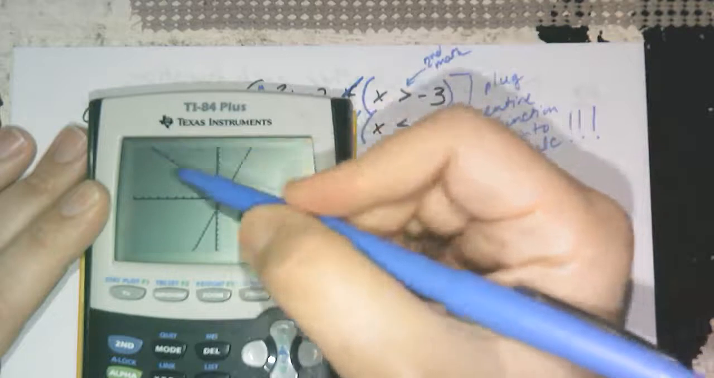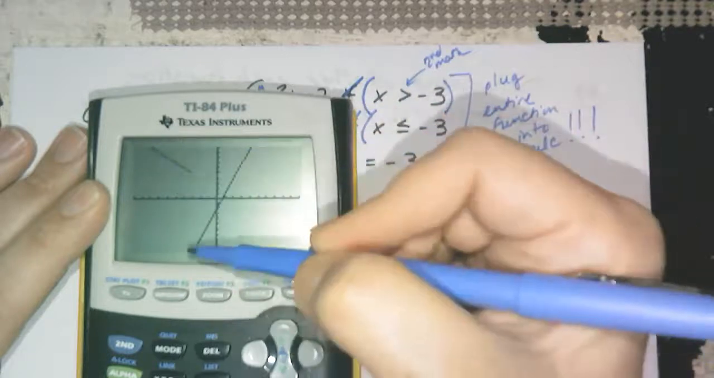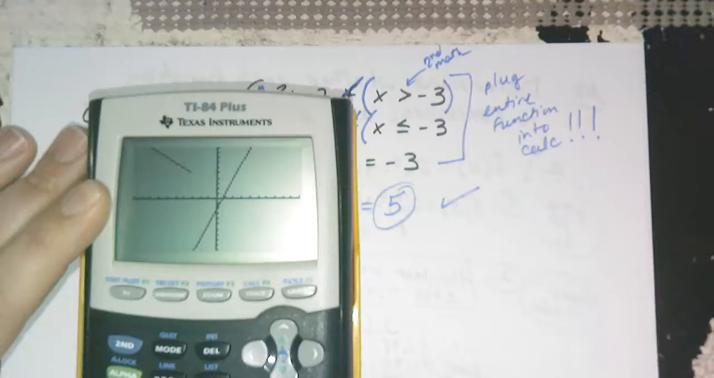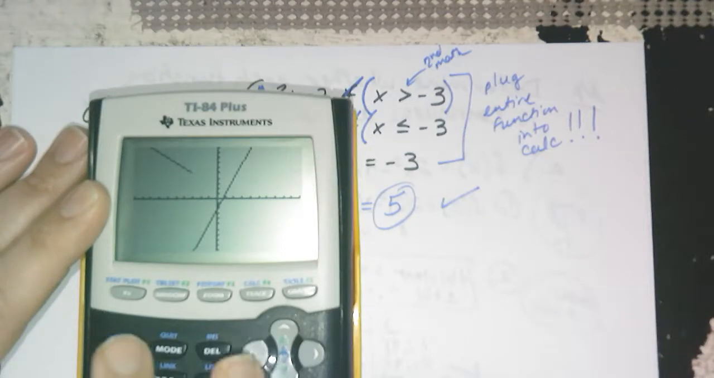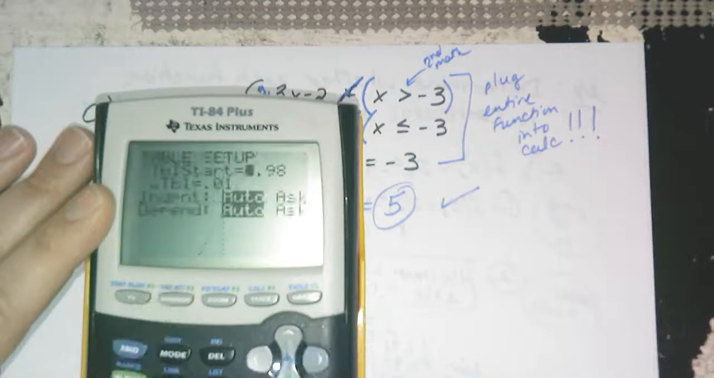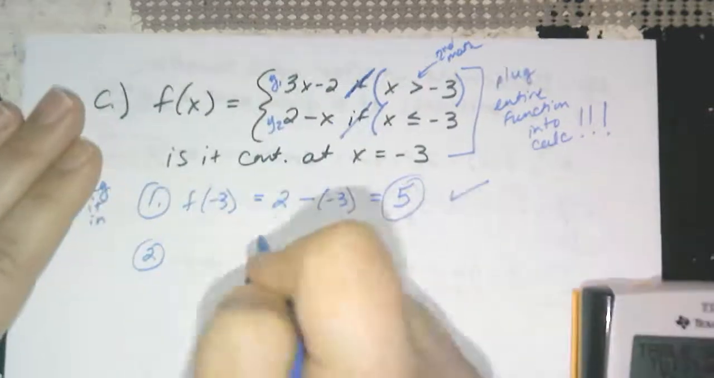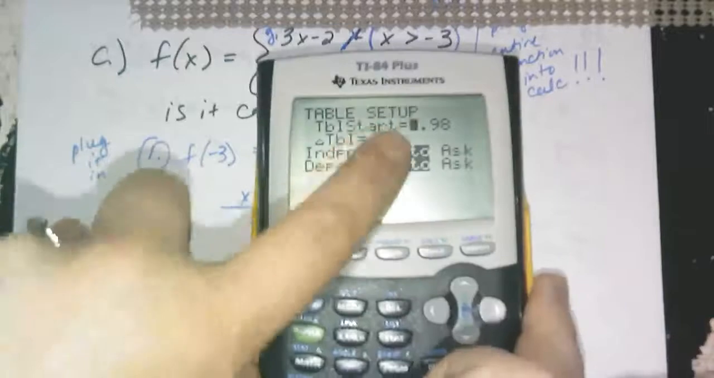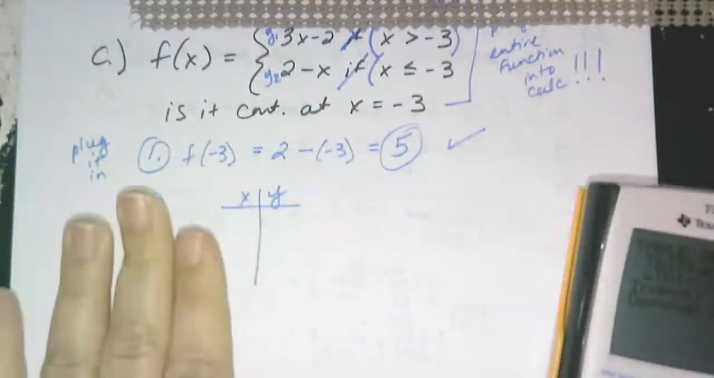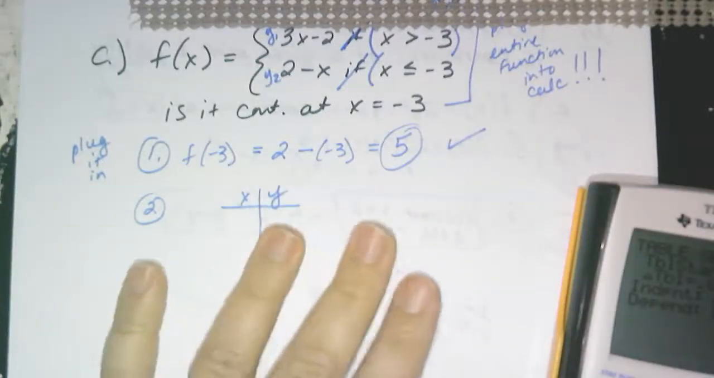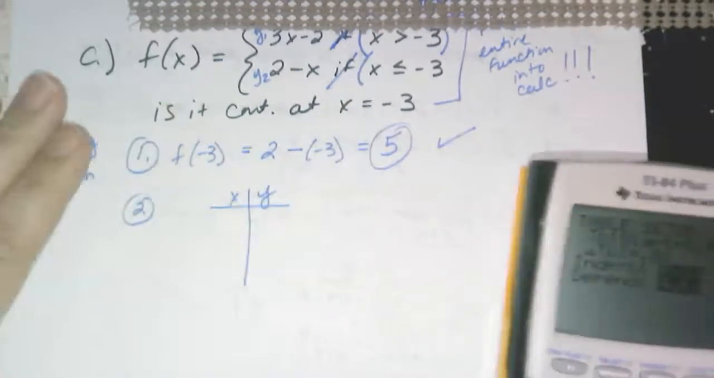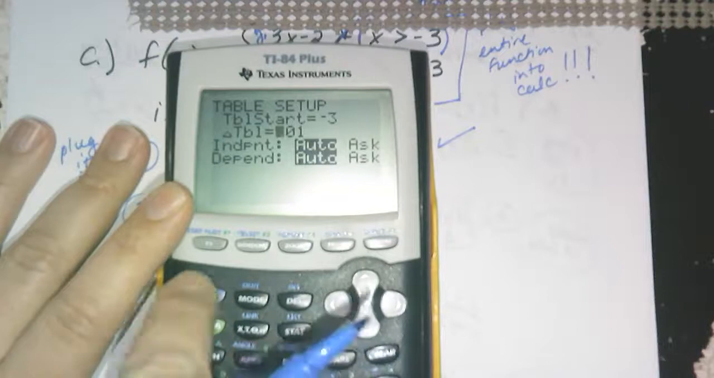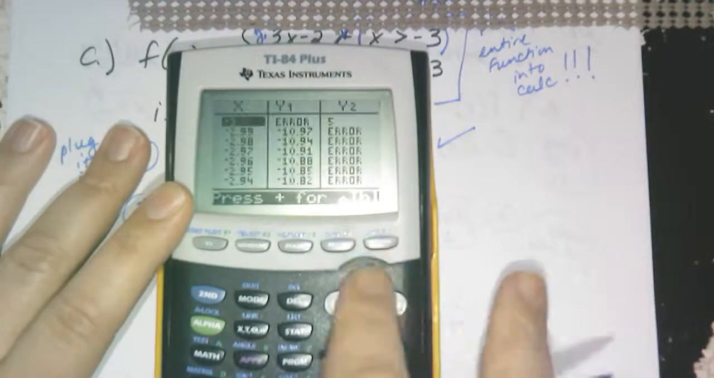So you can already see right there, there's this jump discontinuity going on. And where's that jump discontinuity happening at? Looks like it's happening at -3. Wonderful. But let's double check it with the table. So go to your table setup. Where do you want it to start at? Do you want it to start at 5 or -3? I'm trying to trick you here. -3. That is what we're concerned with. We want it to go up by 0.1. Hit second graph, second table, and go up 2.